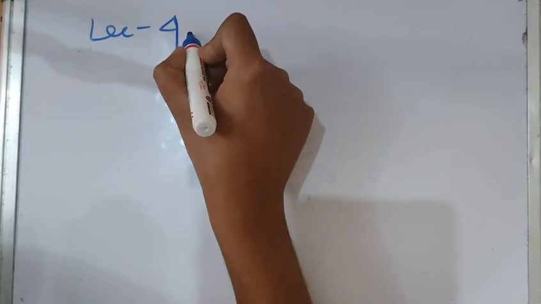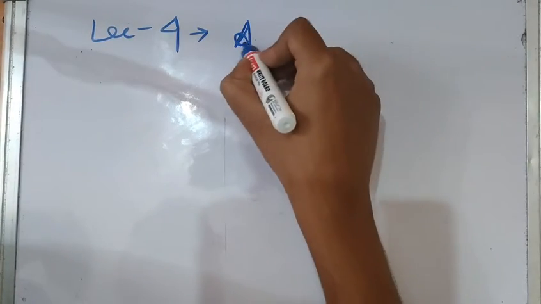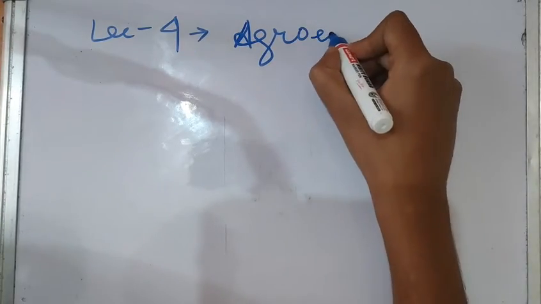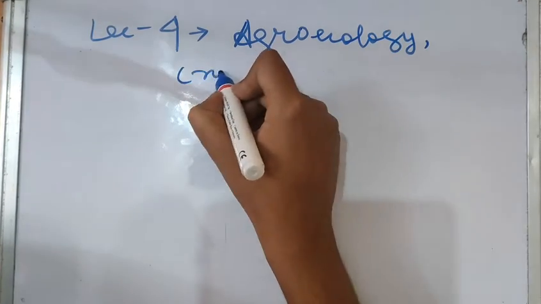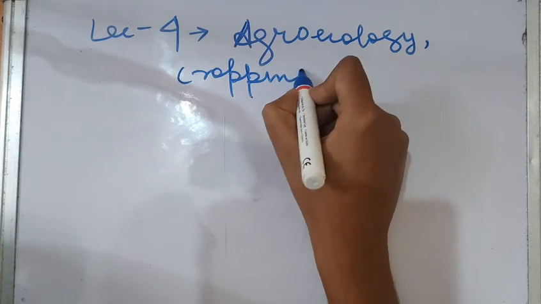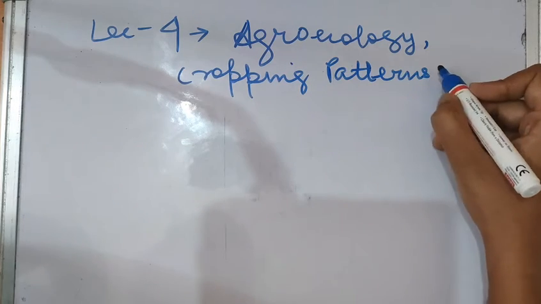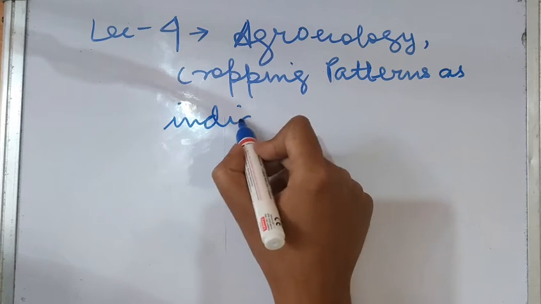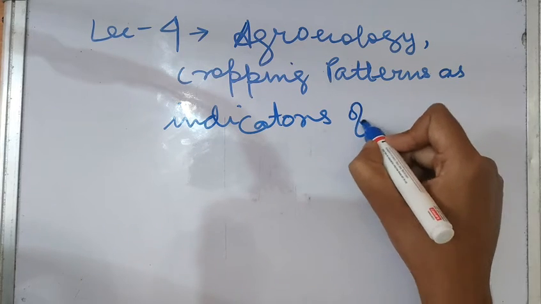So this is lecture 4, which is agroecology, or topic 4 from the syllabus. You can see it in your syllabus. That is agroecology, cropping patterns as indicators of environment.